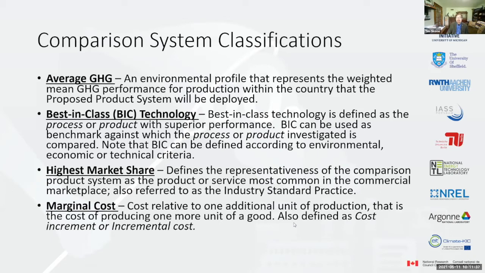The best-in-class technology is defined as the process or product with superior performance. Best-in-class can be used as a benchmark against which the process or product investigated is compared. Note that best-in-class can be defined according to environmental, economic, or technical criteria. The highest market share defines the representativeness of the comparison product system as the product or service most common in the commercial marketplace, also referred to as the industry standard practice.